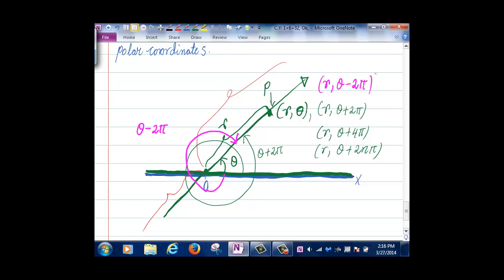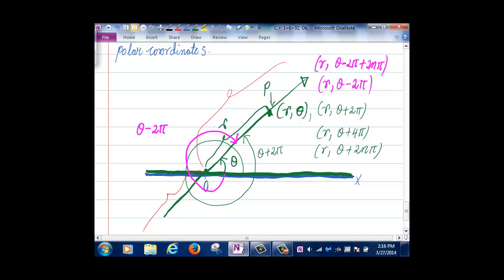I still haven't covered your point yet. Is everybody clear on that? I could have rotated clockwise and obtained this angle. And once I get theta minus 2 pi, I could say this is r comma theta minus 2 pi, and I can add any multiple of 2 pi if I wanted to, which doesn't matter. Okay.